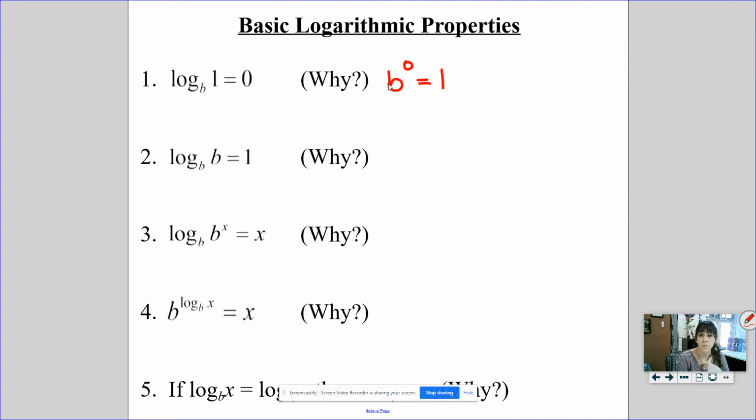Let's try the next one. Log base b of b equals 1. So it doesn't matter what b is, but if these two numbers are the same, the answer will be 1. Why is that? So let's rewrite this again as an exponential. We're going to take the base, b to the power of 1 equals b. Does this make sense to you? Does b to the power of 1 equal b? Sure does. So that's the reason why this logarithm is a property.